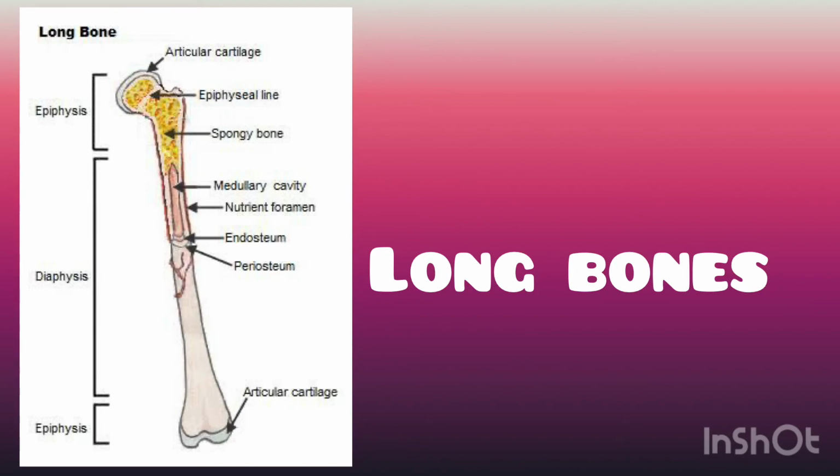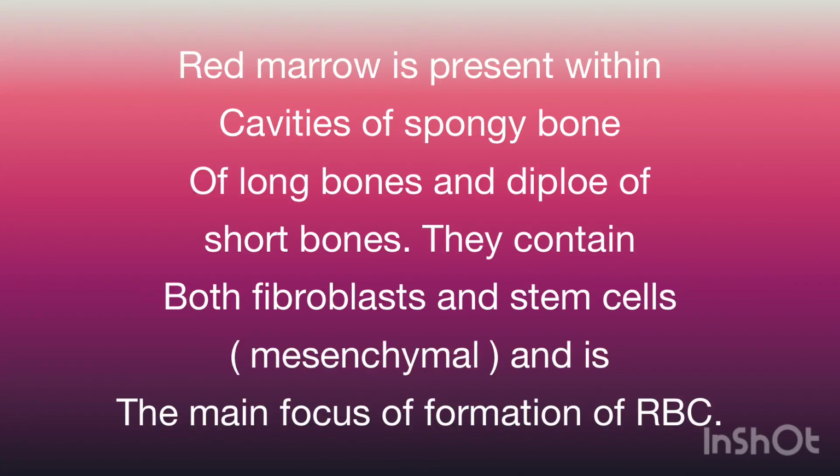You can see that it is divided into two main sections, that is the epiphysis and the diaphysis. The epiphysis forms the rounded ends of the long bone, whereas the diaphysis forms the mid shaft of the long bone. See how this bone is covered by a layer of compact bone with a yellow bone marrow in between. Red bone marrow is present within the cavities of spongy bone of long bones and diploe of short bones.